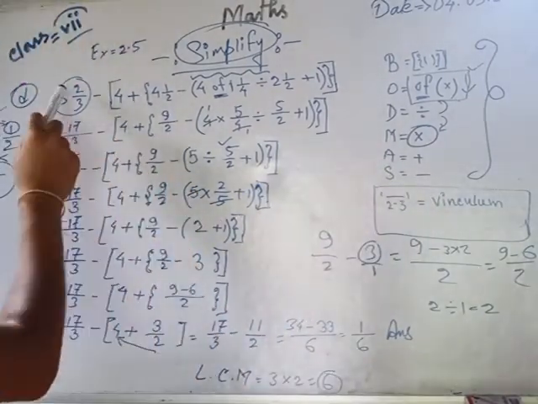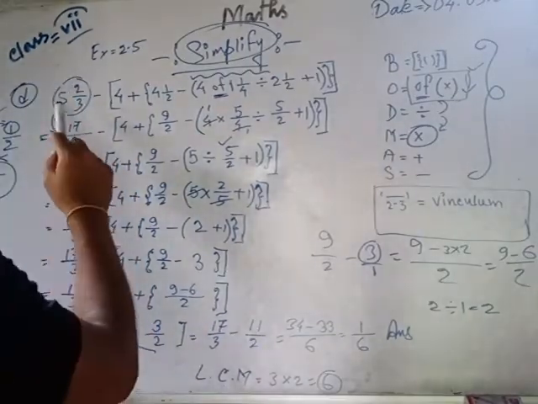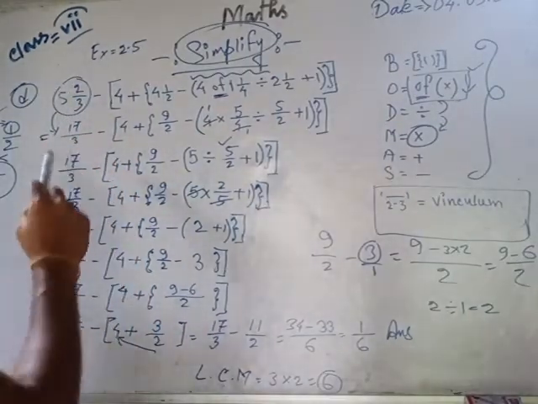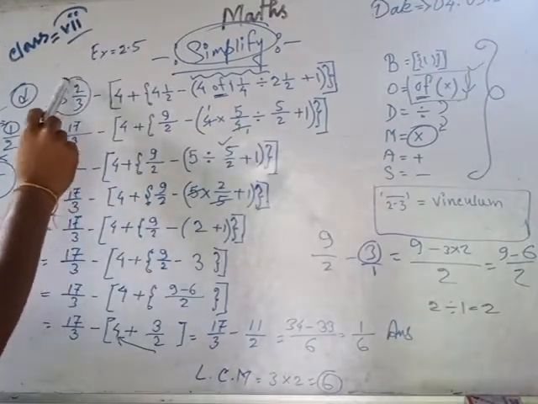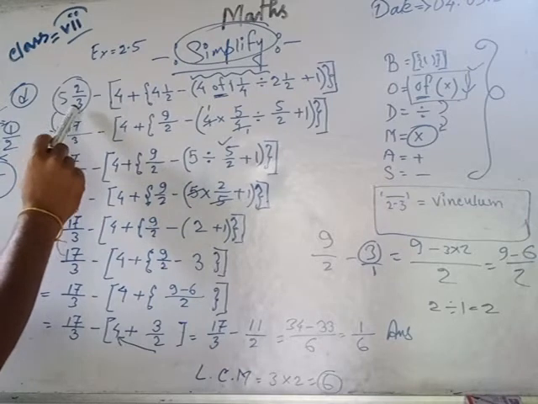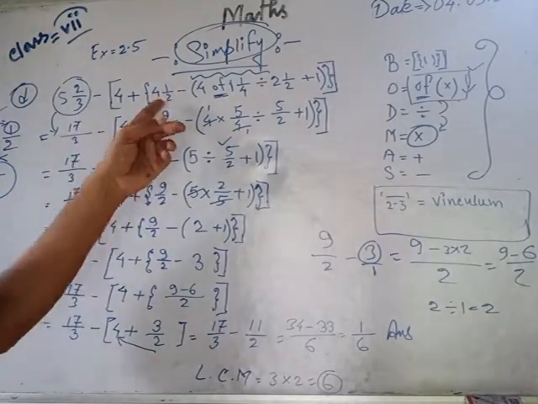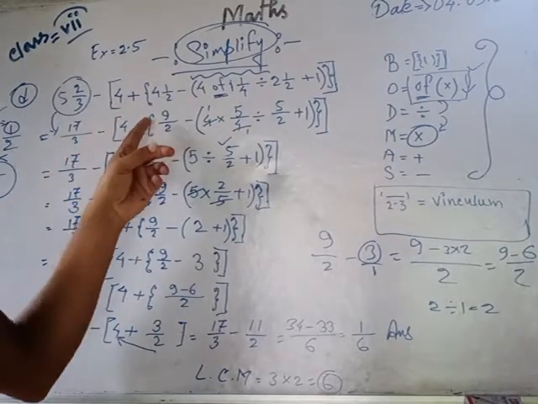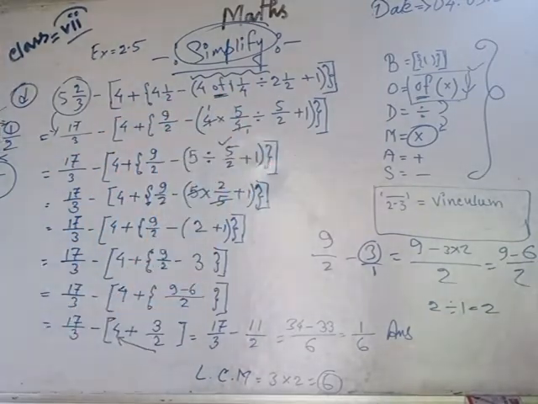Okay. At first, we should convert the mixed fraction into an improper fraction. 5 3s are 15 plus 2, that is 17. After that, we should write here 3 as the denominator. 4 2s are 8 plus 1, that is 9 by 2. 4 1s are 4 plus 1, that is 5 by 4. Also the same.